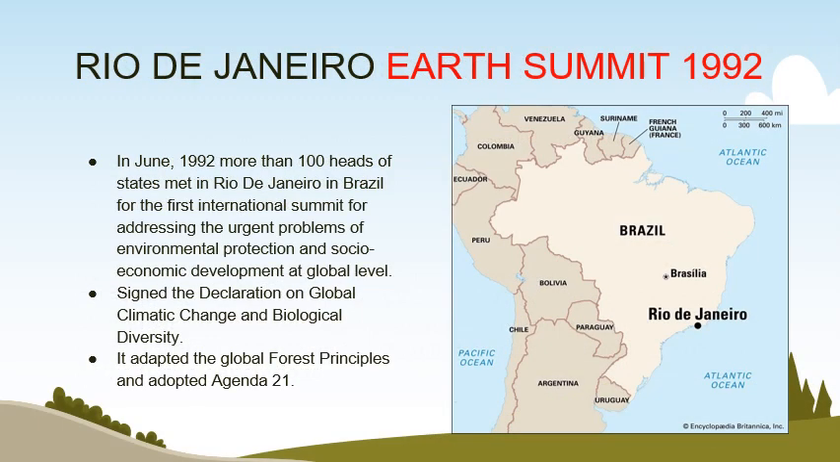So now, from where did this idea of sustainability come up? Okay, where did it start? We are going to see in this slide. Now it so happened that in 1994 a meeting took place at Rio de Janeiro in Brazil, where heads from more than 100 countries met. Basically, the purpose was to address the urgent problems of environmental protection and socio-economic development at global level. The leaders got together, had a discussion, and signed the Declaration on Global Climatic Change and Biological Diversity. Here it adopted the Agenda 21 for achieving sustainable development in the 21st century.